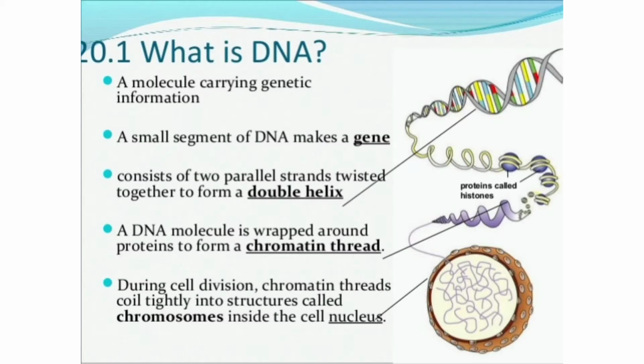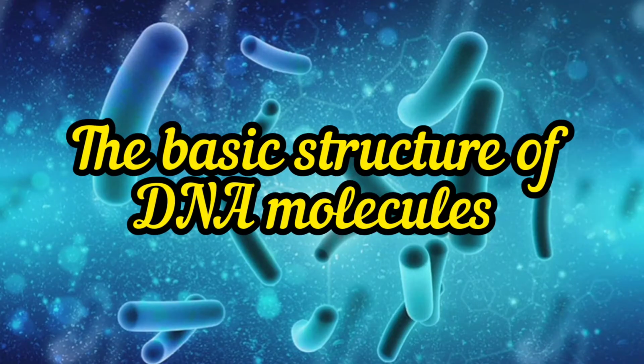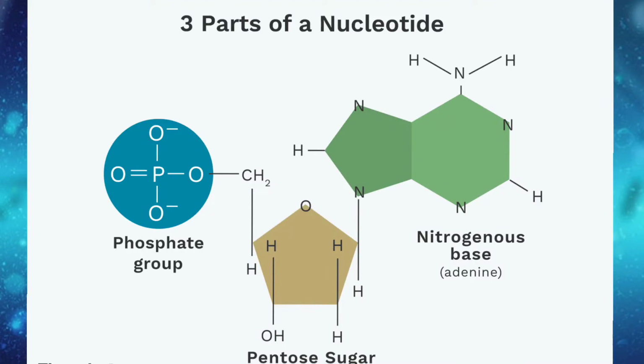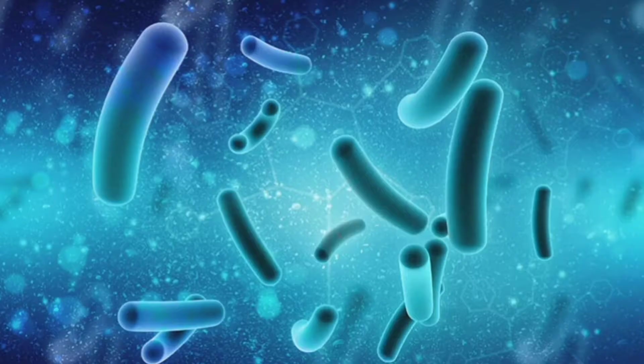Most DNA is double-stranded, the two strands held together by hydrogen bonds between adenine and thymine, or guanine and cytosine. It consists of non-identical complementary base sequences. The basic structure of DNA molecules is the nucleotide. It includes the phosphate group, pentose sugar, and nitrogenous base.